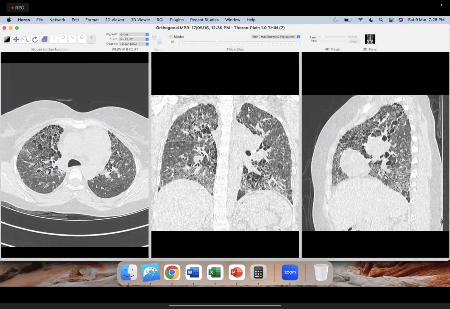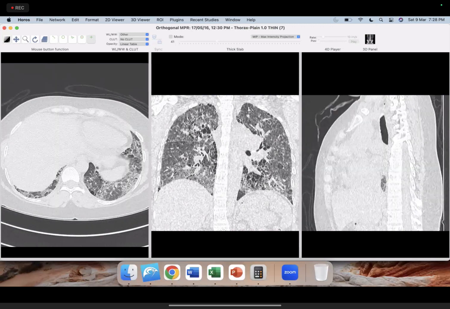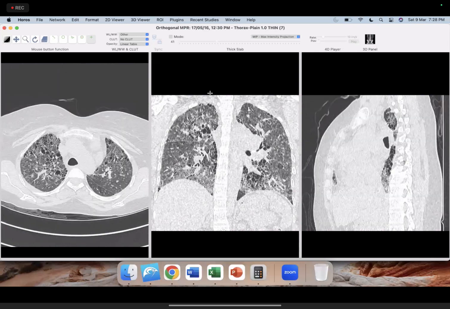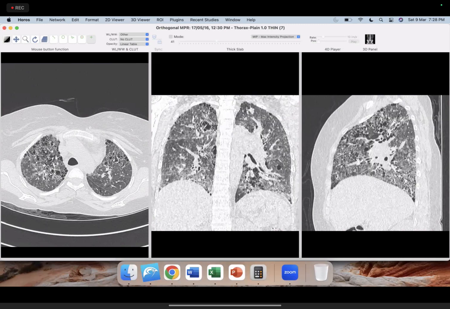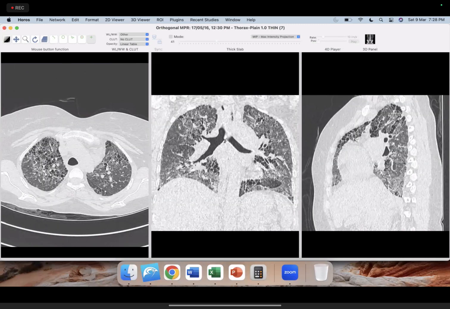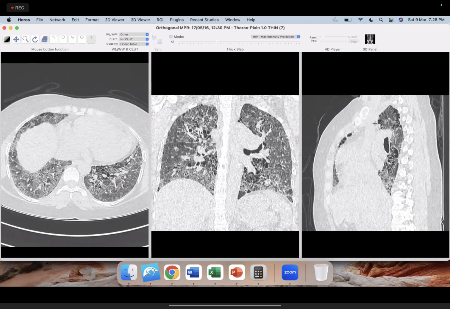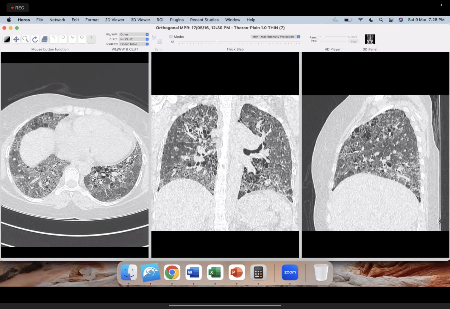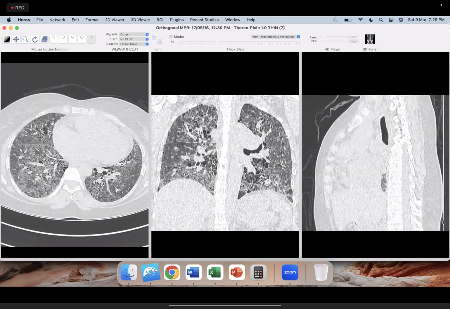We see reticular opacities with honeycombing, but what is the distribution? Is it peripheral, subpleural only, or is there a significant bronchocentric involvement also? Yes, if you see the upper lobes, there is significant bronchocentric involvement. You can even see on coronal along the bronchovascular bundle. And is there a basal predominance? The answer is no. You can see on sagittal also, the upper lobes are more involved than the lower lobes. In fact, the honeycombing is seen only in the upper lobes, maybe a little bit in the lower lobes, but nothing at the base is significant. So the distribution is completely opposite.